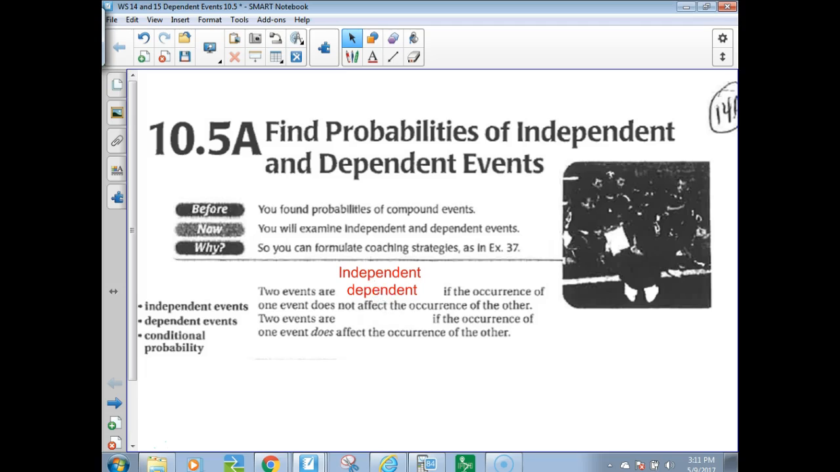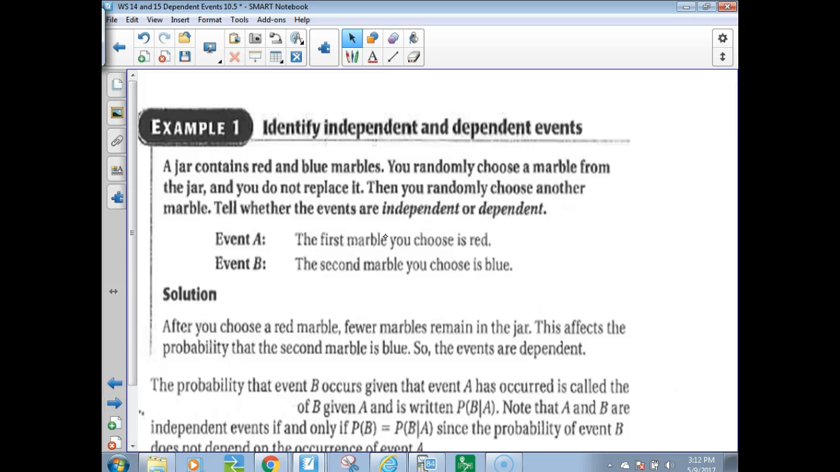I don't know what the heck went in my brain. It must be too late in the day. Sorry, guys. Two events are dependent if the occurrence of one does affect the other. I mean, that just makes common sense, but I put it in the wrong place. My apologies.